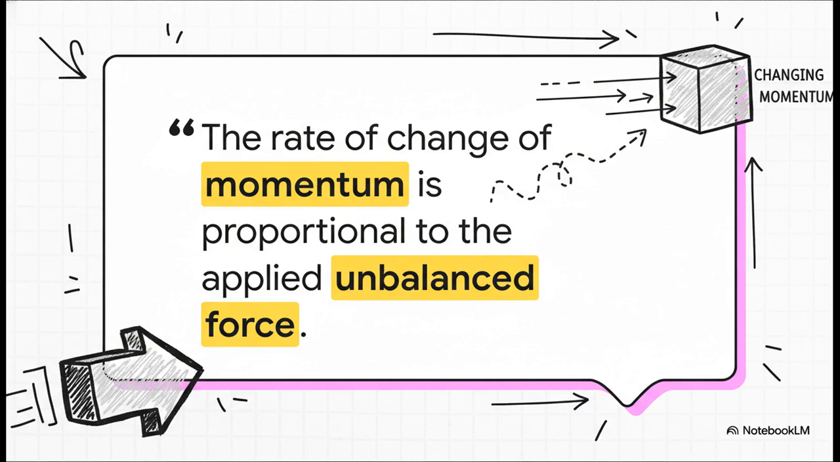This is how Newton originally stated his second law. It sounds a little complex, but it simply means that the force you apply is related to how quickly you are trying to change the object's momentum. A bigger force will cause a much faster change in momentum.